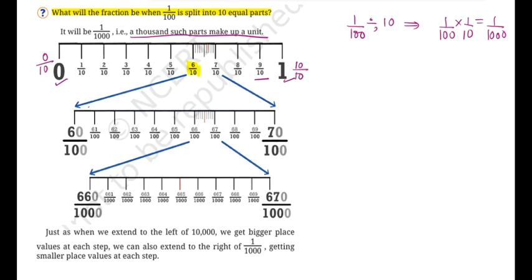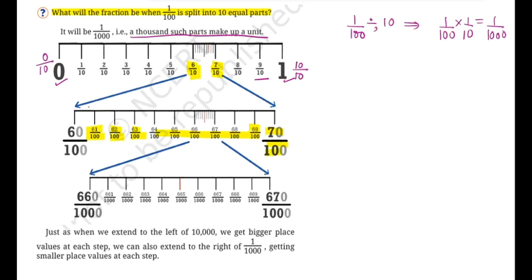Now again the 6 by 10th part and 7 by 10th part, right? They have been further divided into 10 equal parts. So it would be 61 over 100, 62 over 100, 63 over 100 and so on. You will get up to 69 over 100 and 70 over 100.